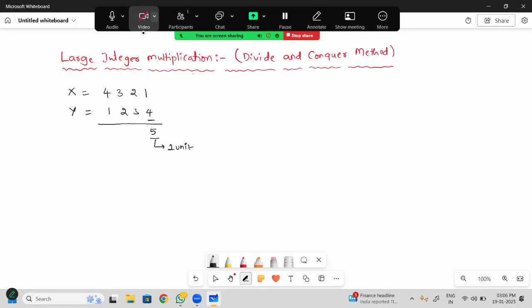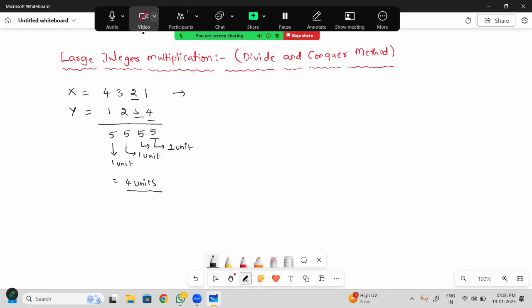Similarly, 2 plus 3, which is 5, also takes 1 unit of time. 3 plus 2 is also 5, which consumes 1 unit of time. 4 plus 1 is also 5, which also consumes 1 unit of time. So in total, this addition takes 4 units of time for the computer. So when it is 4 digits, it takes 4 units of time.